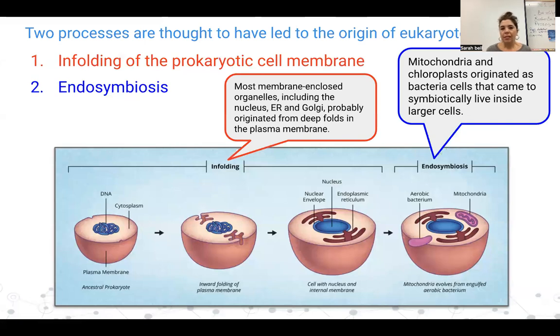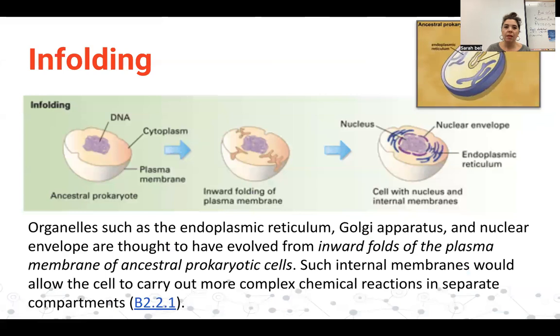The two processes that are thought to have led to the origin of eukaryotic cells are called infolding and endosymbiosis. So we're going to discuss which organelles or structures were made via infolding and which ones were made via endosymbiosis. Let's start with infolding.